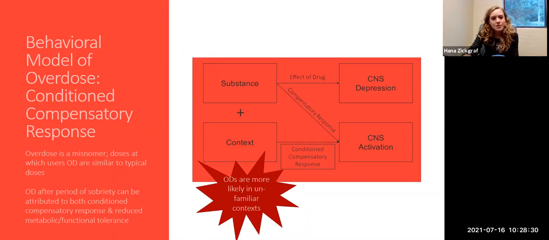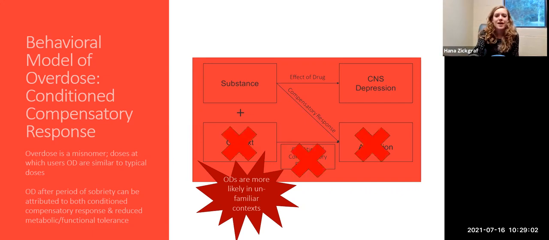This model also helps to explain why overdoses happen. Sadly, overdose itself is kind of a misnomer, because the doses at which people die from the substance are usually not that different from the doses that they typically take. So overdosing after a period of sobriety, like getting out of rehab, taking a normal dose, and then dying from an overdose, can be attributed to both conditioned compensatory responses and to reduced metabolic and functional tolerance.